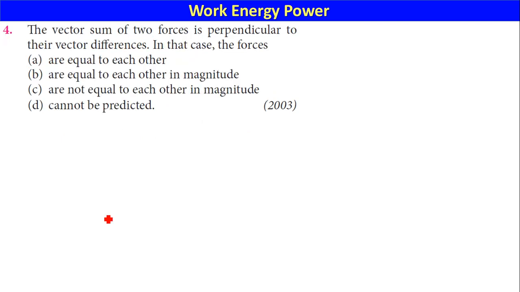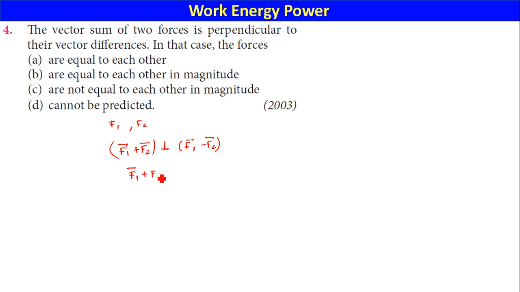The vector sum of two forces is perpendicular to their vector difference. In that case, what are the forces? Let us take F1 and F2 as two forces. Now you are finding that the vector sum of two forces is perpendicular, that means if you take the F1 vector and F2 vector, their sum is supposed to be perpendicular to their difference as well. So what does it mean generally? Suppose A is perpendicular to B, then A dot B is supposed to be 0. We can find that out.